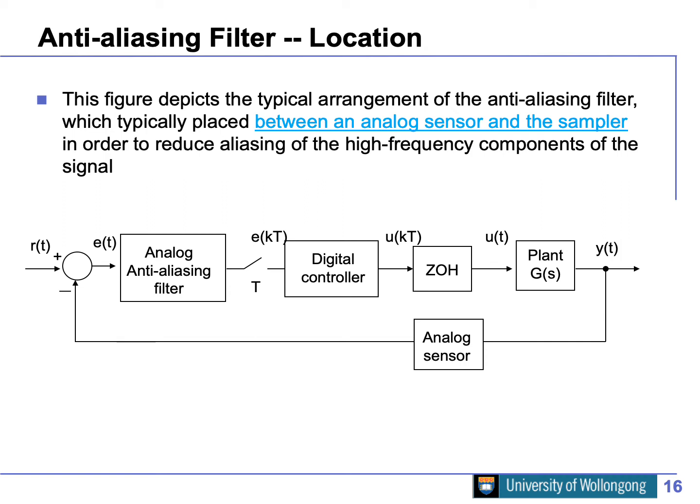Physically, the location of the filter is right before the sampling, so these two actually go together. This way, we can make sure any signal going to the sampler is within a certain range limited by the filter, so no high frequency signal can get here.